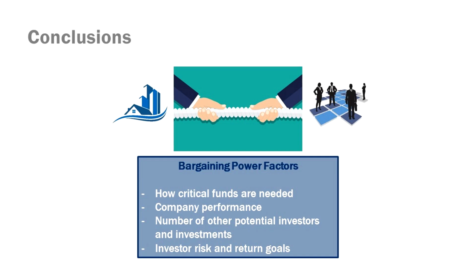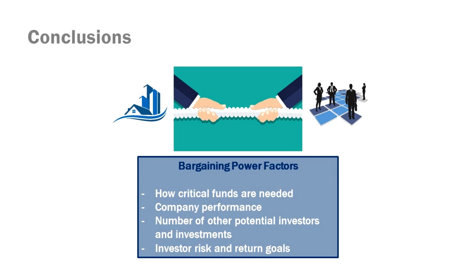Factors that can influence each party's relative bargaining power include how critically the funds are needed, how well the company is performing, how many other potential investors are interested in the company, the number of similar investments available, and a particular investor's risk and return goals.